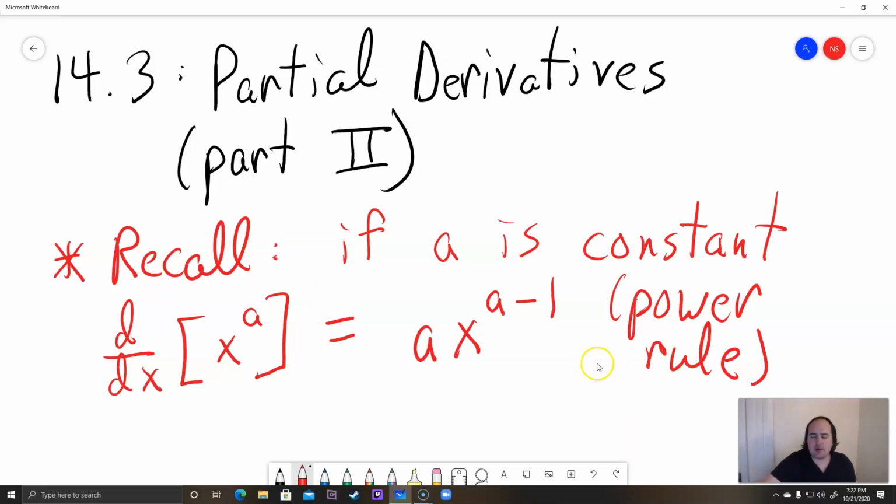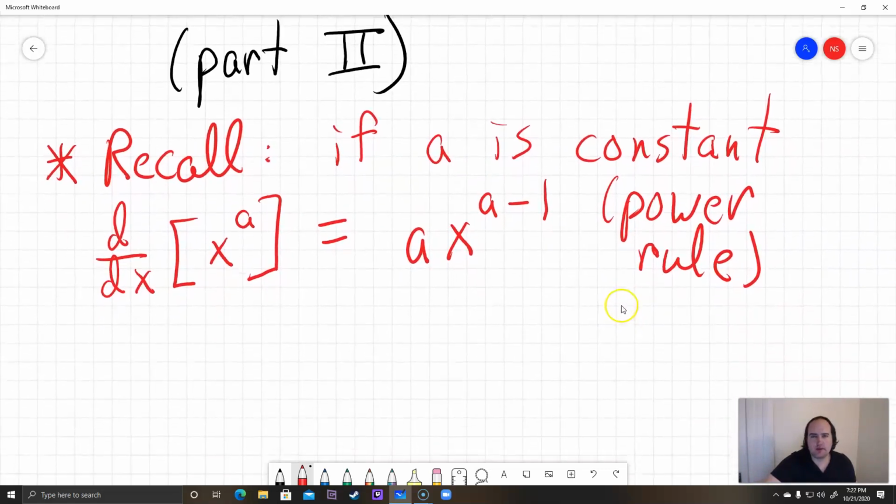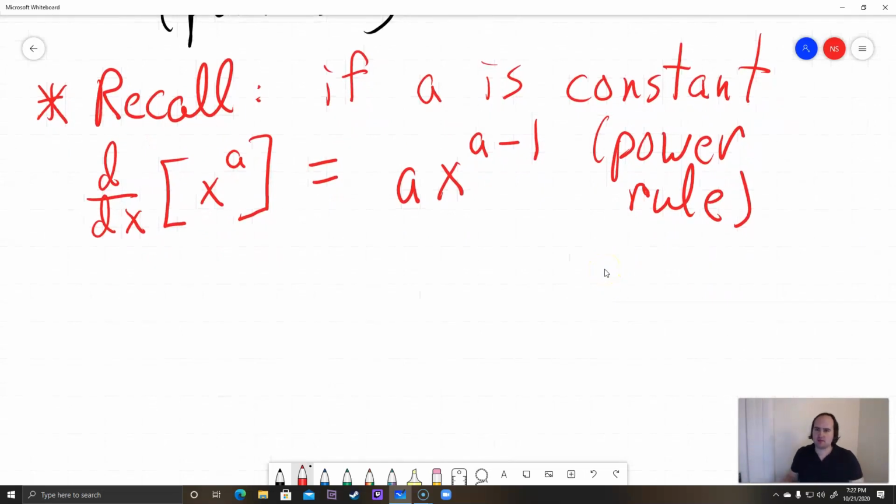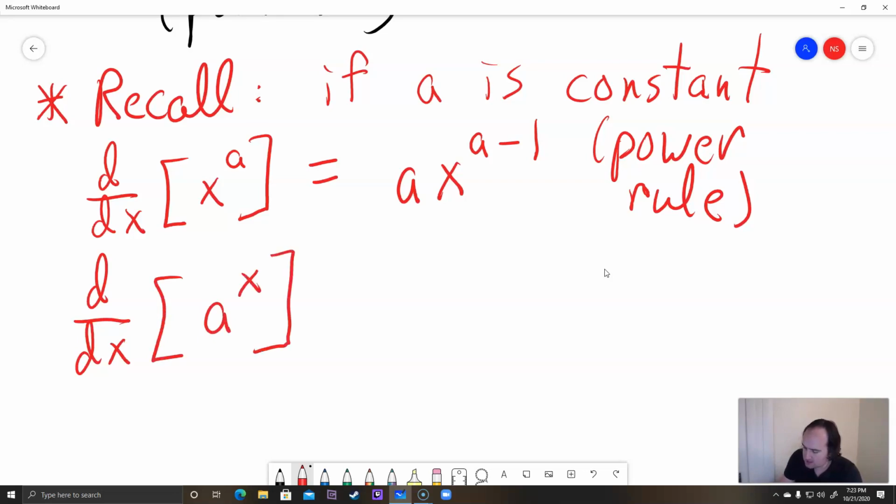Well, it's easy to confuse the power rule with exponentials. So what about the derivative of exponentials? Well, if you're taking the derivative of a to the x, where a is a constant, you don't use the power rule. Instead, since the base is a constant and the variable is an exponent, this is an exponential function. It's different from a power function. And the formula for this one is ln of a times a to the x.